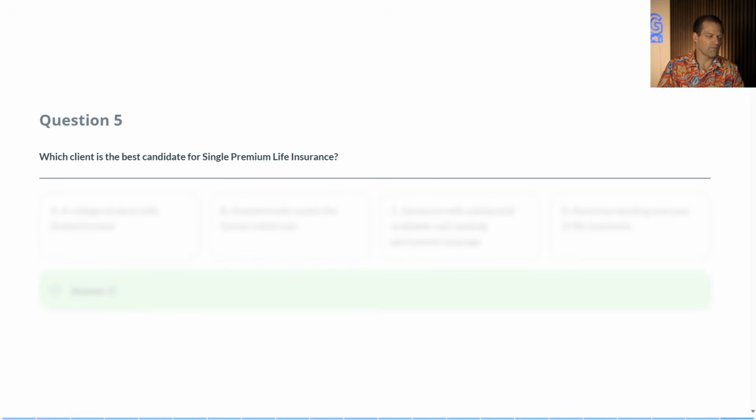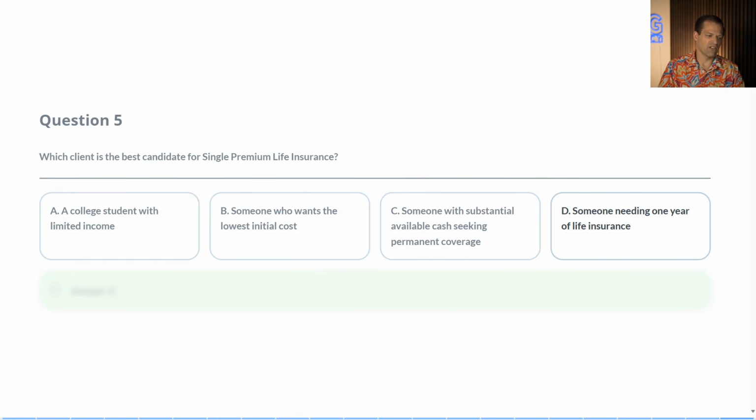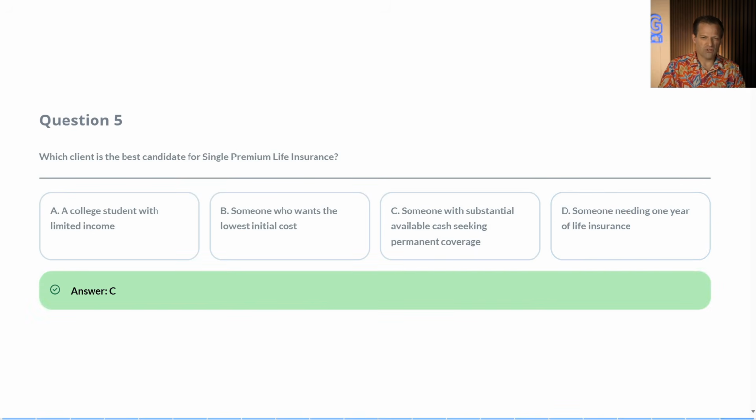And the last question here, which client is the best candidate for single premium life insurance? A college student with no income, someone who wants the lowest initial cost, someone with substantial available cash seeking permanent coverage, or someone needing 1 year of life insurance. The answer is C. Generally you only see single premium life insurance sold to people with a lot of money laying around looking for permanent coverage.